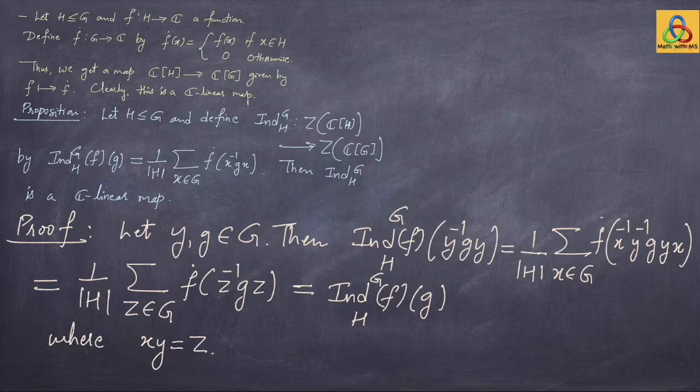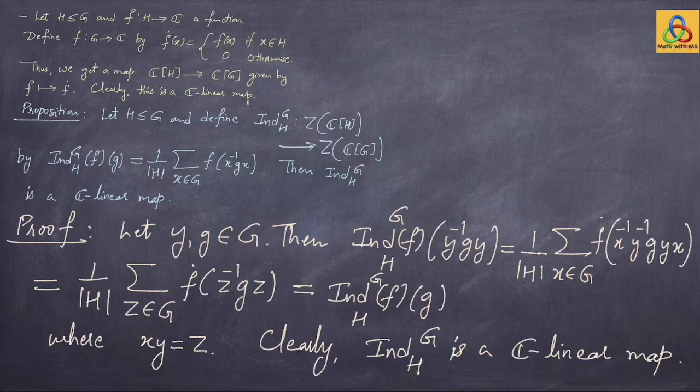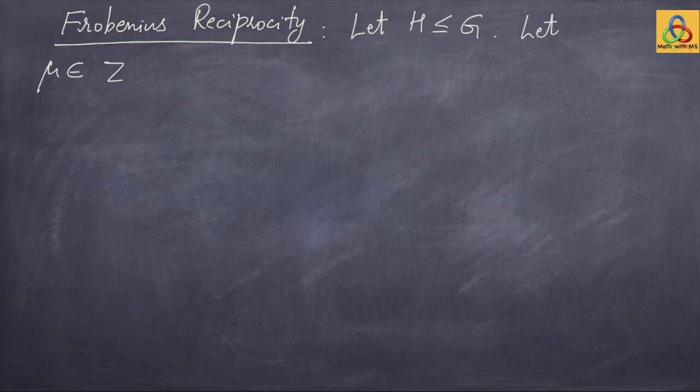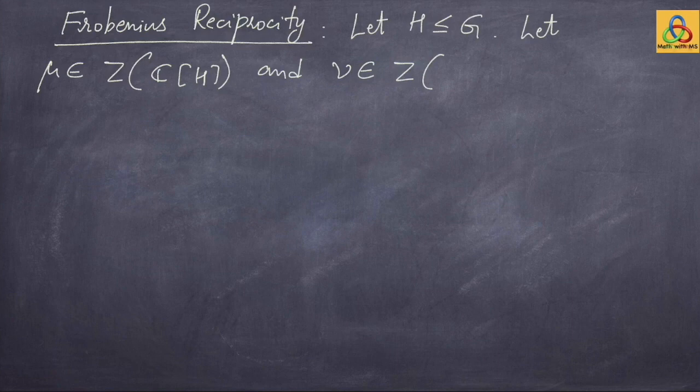Clearly, induction from H to G is a C-linear map because the addition of functions here is just pointwise, so it follows easily. So what is Frobenius reciprocity? Let H be a subgroup of a group G. Let mu belong to the center of the group algebra of the subgroup H, and nu belong to the center of the group algebra of the group G. That is, mu is a class function on the subgroup H and nu is a class function on the group G. Then the following formula holds.